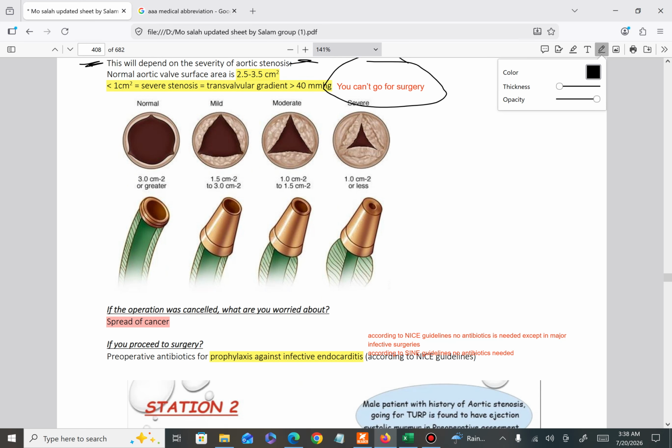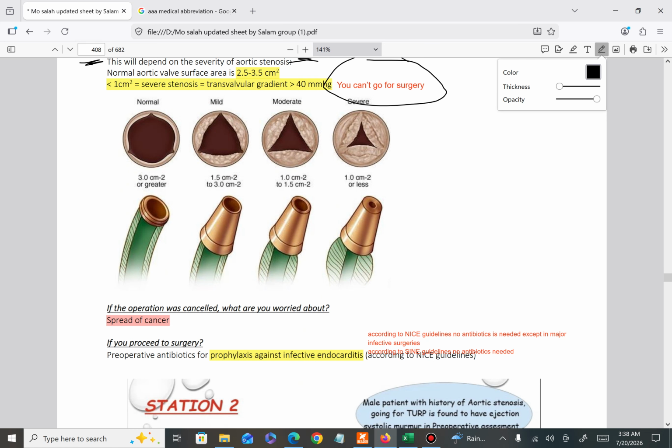So these are the measurements of aortic valve area, which show the severity. Normal is 3 centimeters square or greater. Mild aortic stenosis is 1.5 to 3 centimeters square. Moderate aortic stenosis is 1 to 1.5 centimeters square. Severe is 1 centimeter square or less.